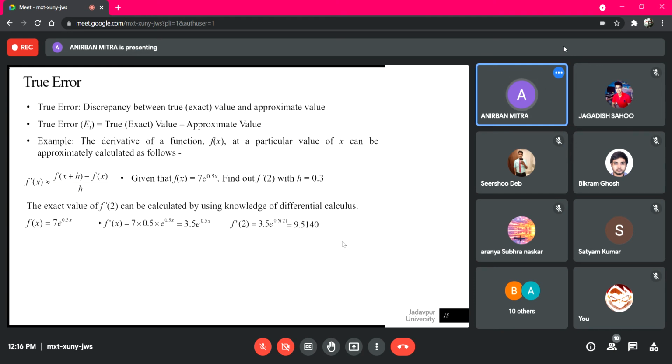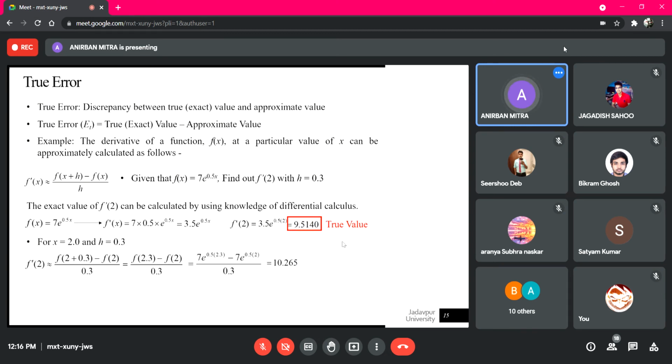But now let us go for the approximate answer. So as I said, this is the true value and this is the approximated value. So we know x and h. We'll put them in their appropriate places. And after the calculations are over, we find out that f dash 2 is given by 10.265. That is the approximate value. Clearly, there is a difference between them, and that difference gives us the true error, a true error of minus 0.751.